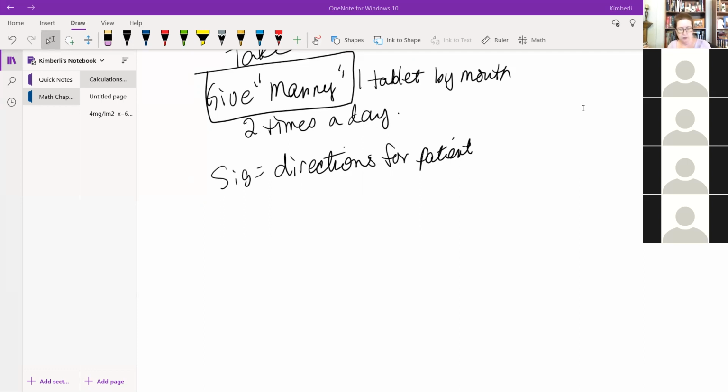But I've also seen this direction as swish and spit or swish and expectorate. So then this prescription should be dispensed with a measuring device appropriate for 5 milliliters. How much is 5 milliliters in household measures? 1 teaspoon. Yep, 1 teaspoon.